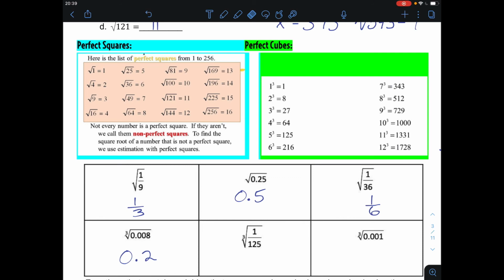For the cube root of 1/125, we need to figure out what 3 fractions could be multiplied together to make that. They have to all be the same. So we can find our cube root of the numerator and denominator separately, because we just multiply those numerators and denominators together. So 1/5 to the third power. So 1/5 times 1/5 times 1/5 equals 1/125. So that is our cube root there.